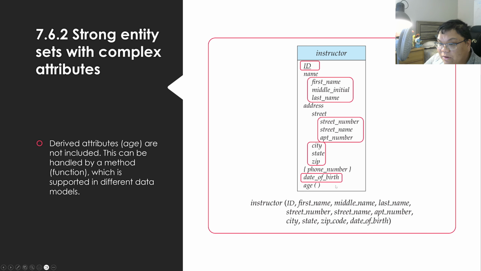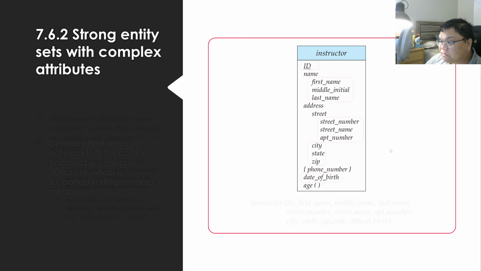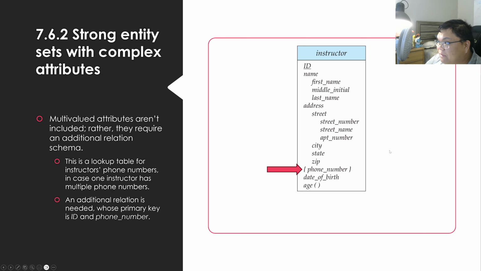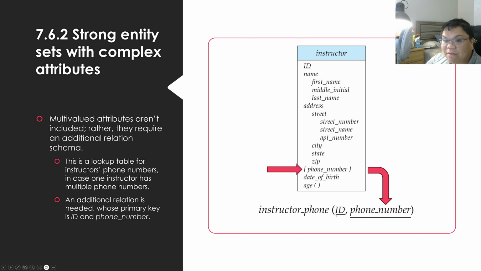We don't include derived attributes because that can be handled by a function that is supported by a different data model. And we don't include multi-valued attributes because that requires a lookup table. So if we have a multi-valued attribute, we need an extra table whose primary keys are the ID of instructor and the phone number, which is also part of the primary key. So an instructor can have one or more phone numbers. So as I said, this is literally just a lookup table of phone numbers.